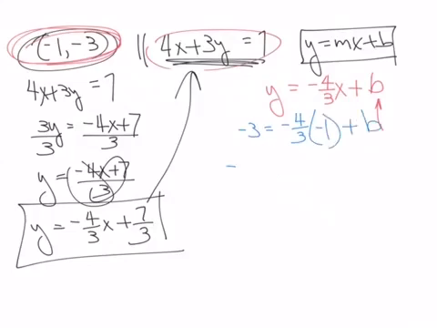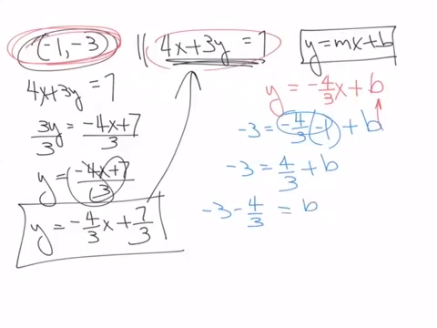Okay? So -3 equals 4 times 1. -4 times -1 is +4. Subtract 4/3 from both sides. And that gives me my b.